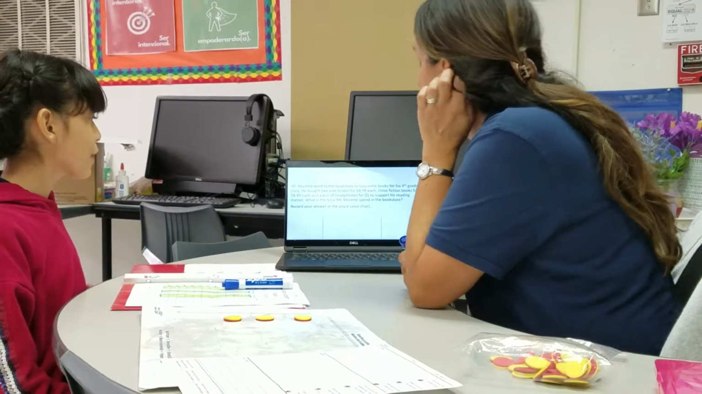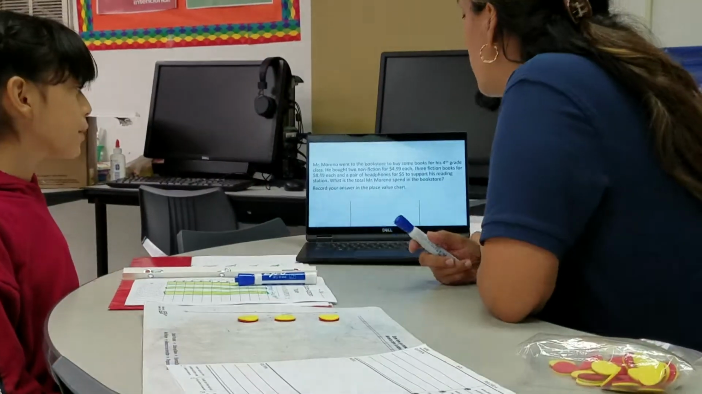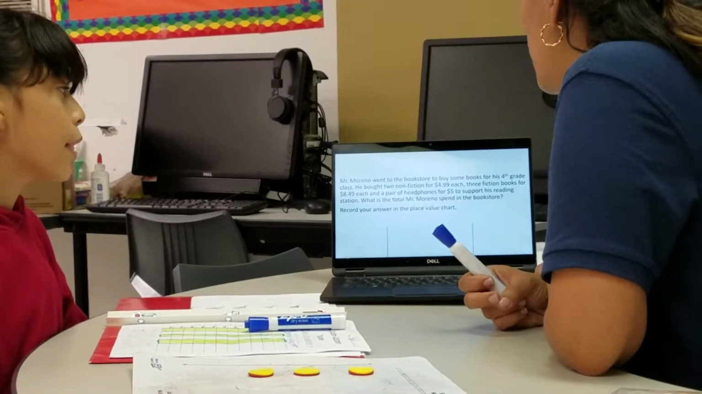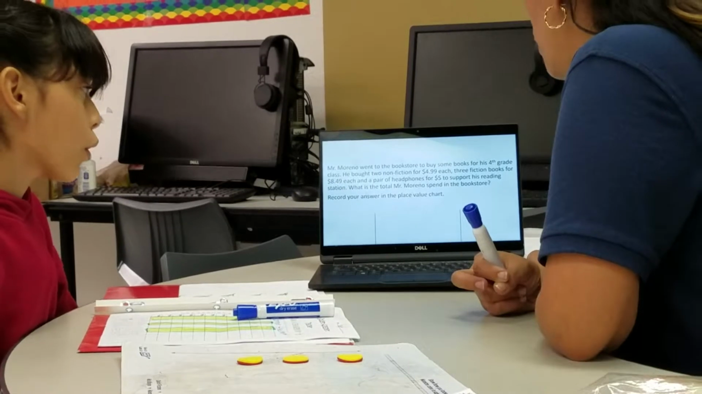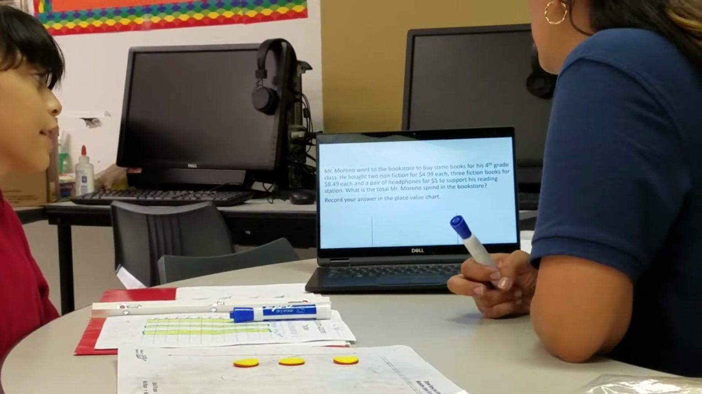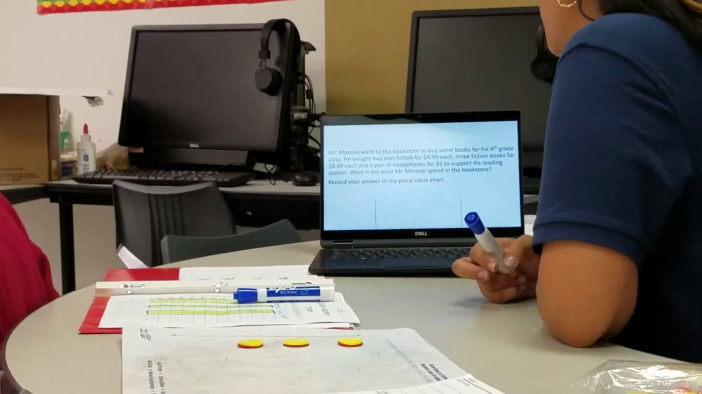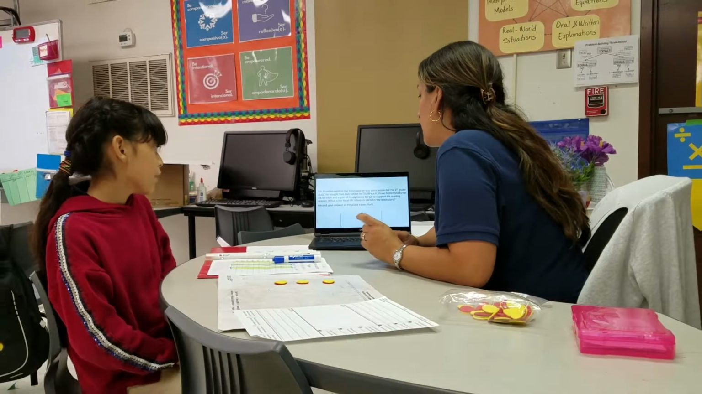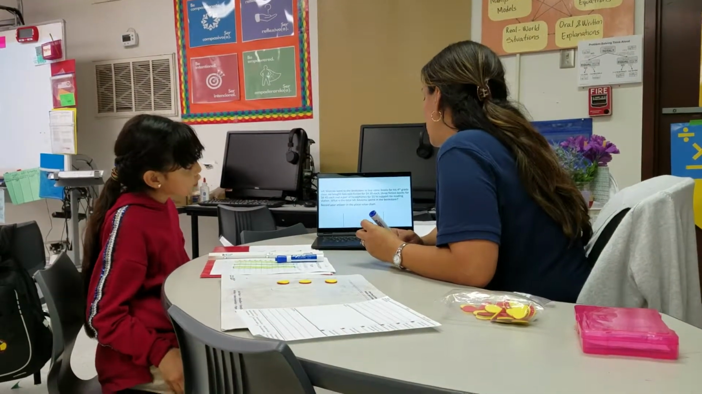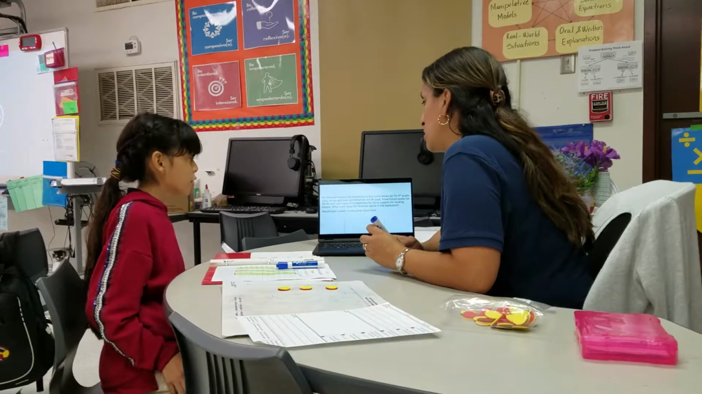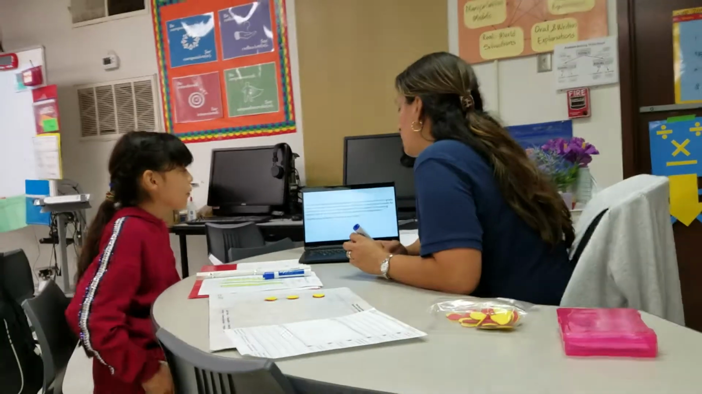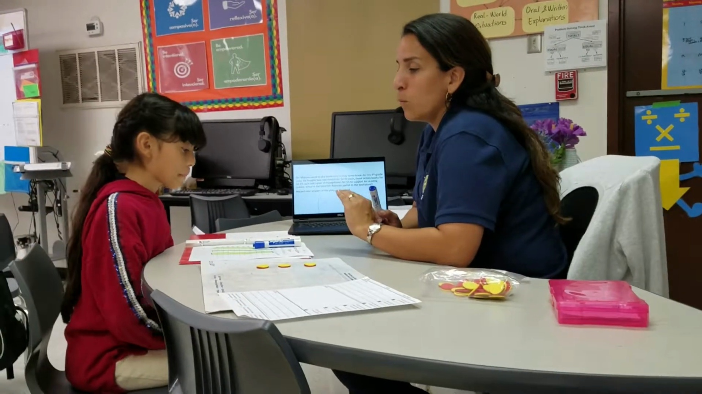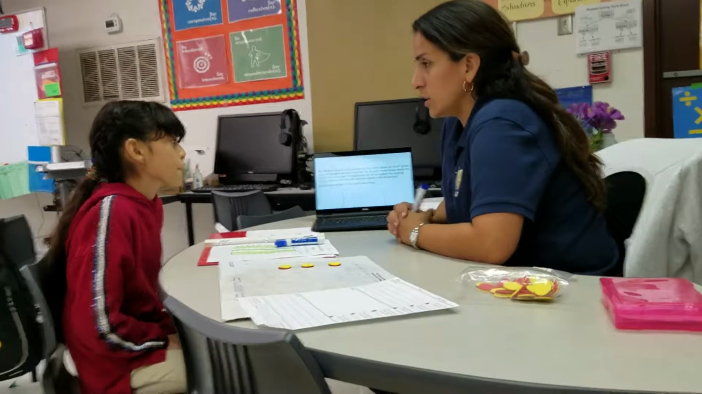So let's read it. So it said Mr. Moreno went to the bookstore to buy some books for his fourth grade class. He bought two nonfictions for $4.99 each. 3 fiction books for $8.49 each, and a pair of headphones for $5 to support his reading station. What is the total Mr. Moreno spent in the bookstore? Okay, so what do you think, how can we start?